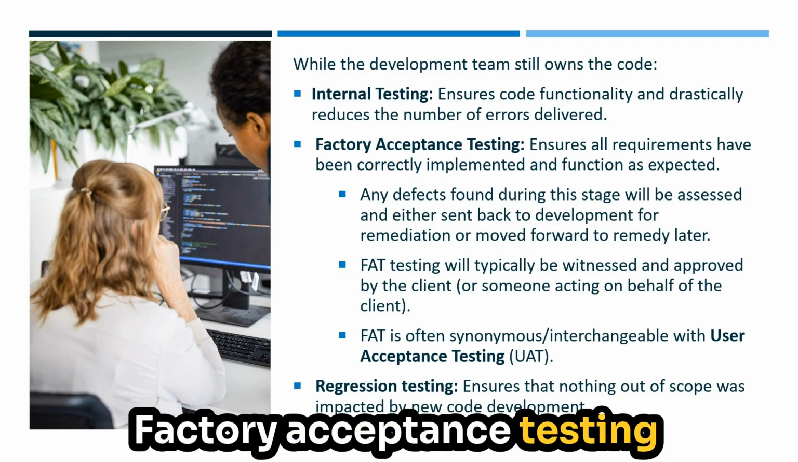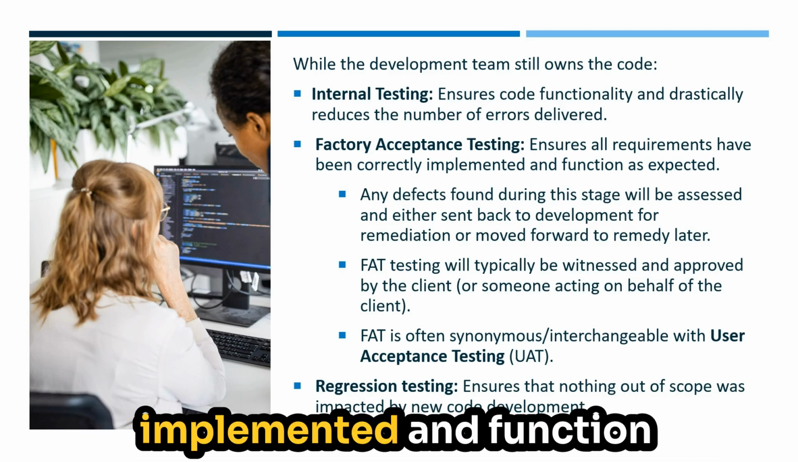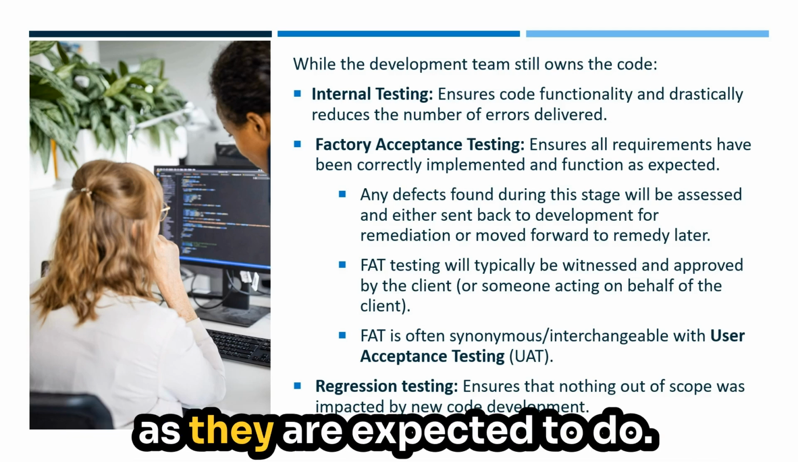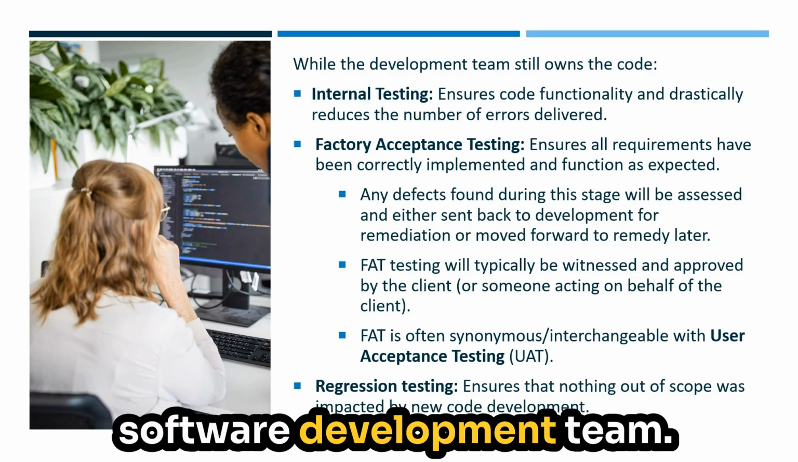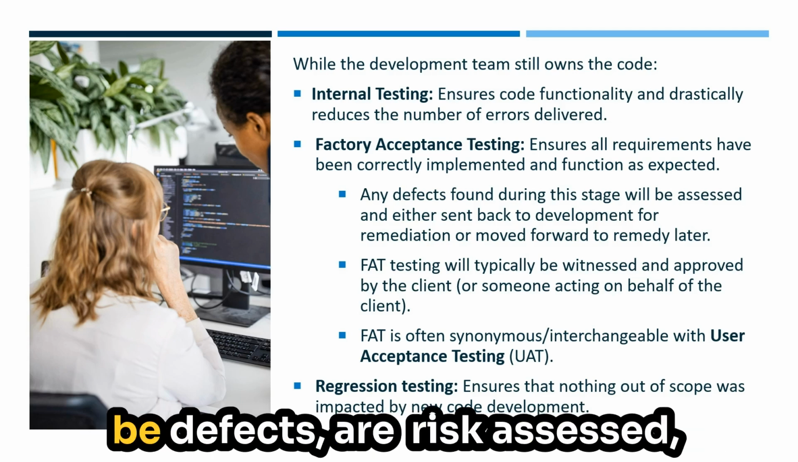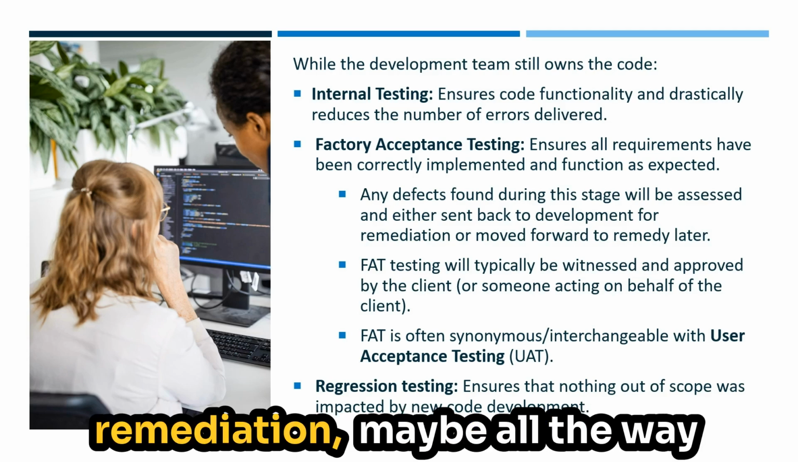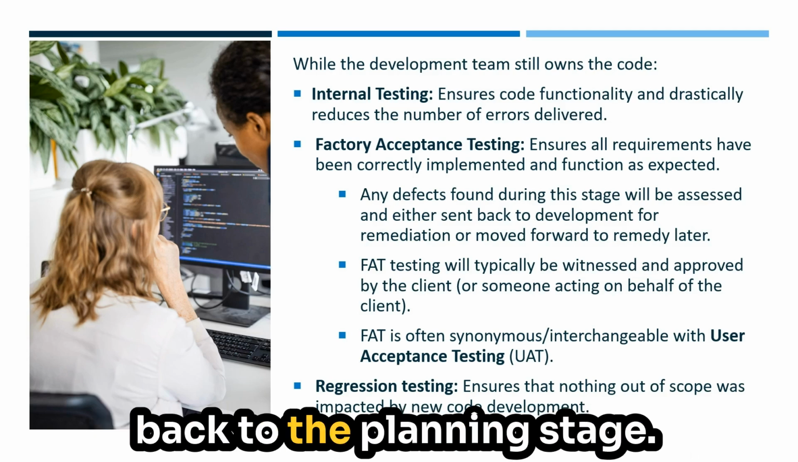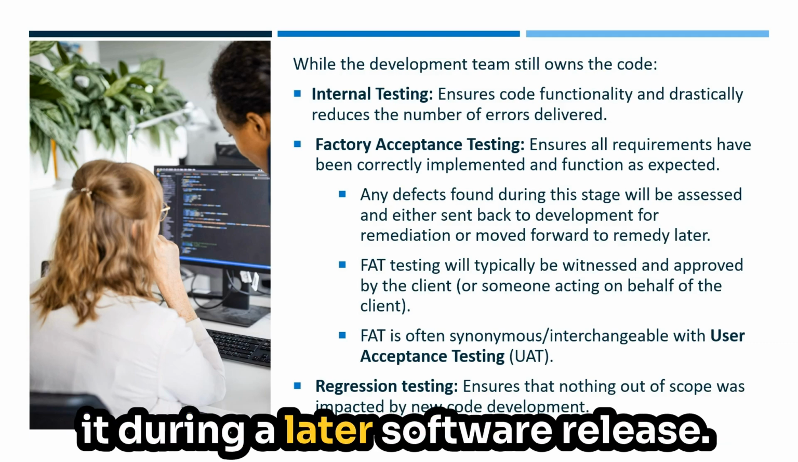Factory acceptance testing makes sure that all the user requirements have been correctly implemented and function as they are expected to do. So this is also done by the software development team. Any defects that are found during this stage, and there will be defects, are risk assessed, and they will either be sent back to development for remediation, maybe all the way back to the planning stage, or they'll be moved forward to fix it during a later software release.